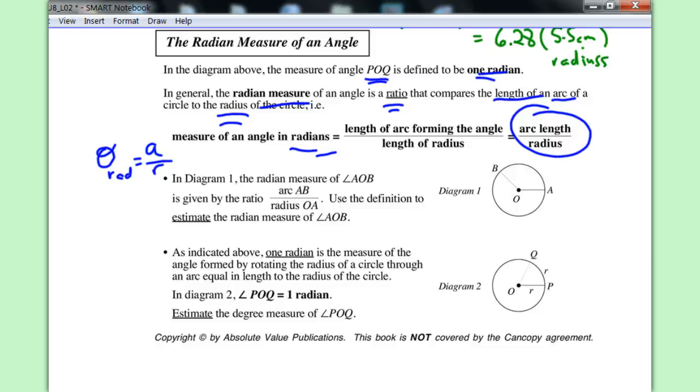When it says estimate the degree measure, we already talked about how it takes about 6 radians to go around a circle. So when you look at it, it must be approximately equal to about 60 degrees. A little bit more than 60 degrees, but about 60 degrees in terms of degree measure.